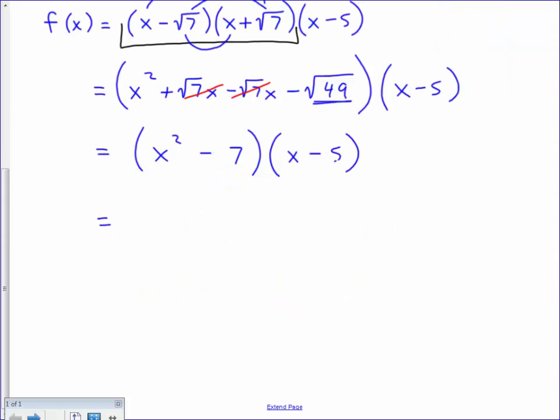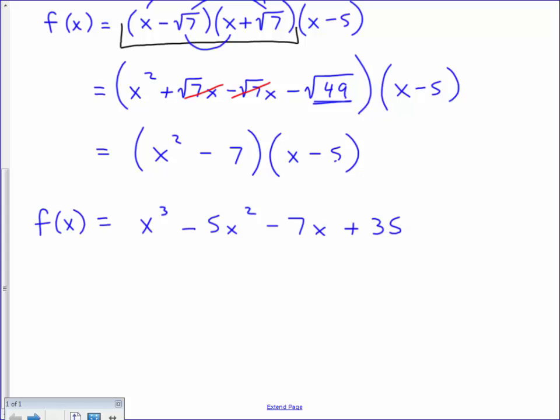Now I have a binomial times a binomial. I can FOIL again. So I'd have x squared times x, which is x cubed, x squared times negative 5, which is negative 5x squared, negative 7 times x, which is negative 7x, and then negative 7 times negative 5, which is positive 35.